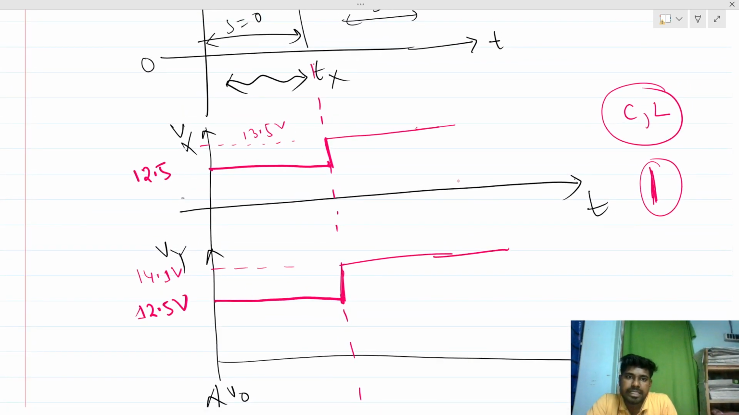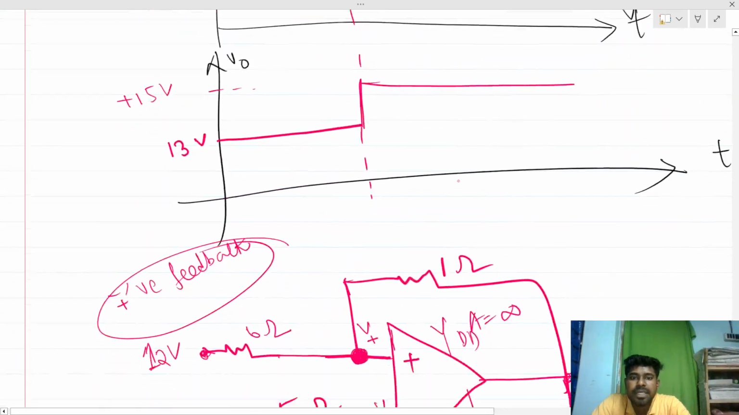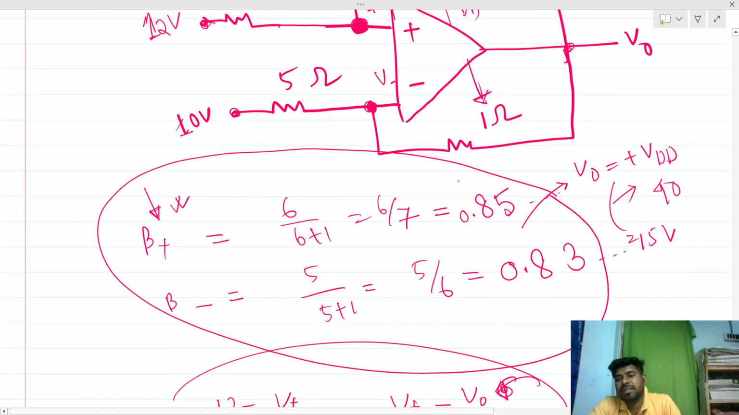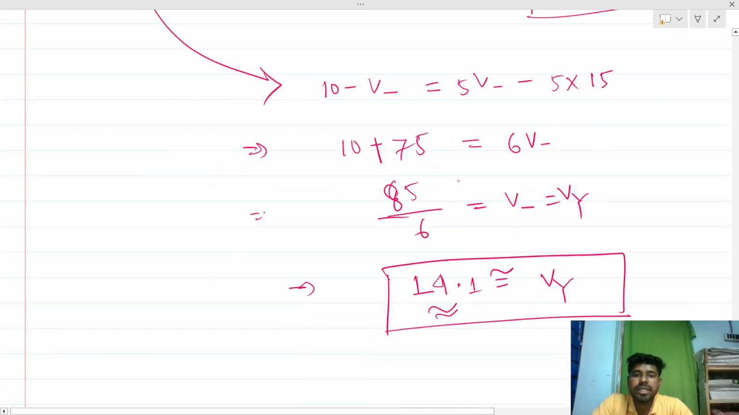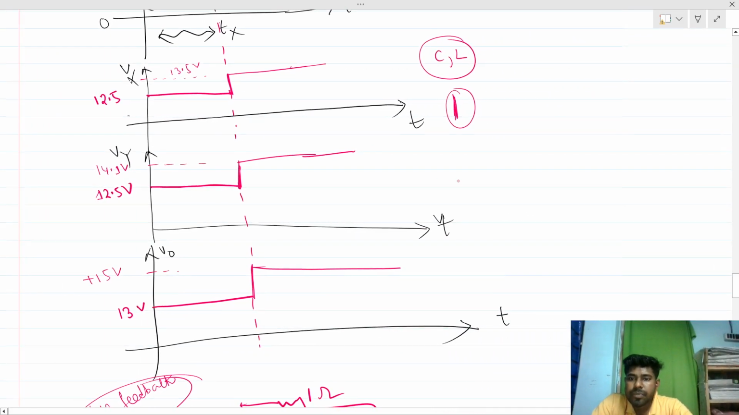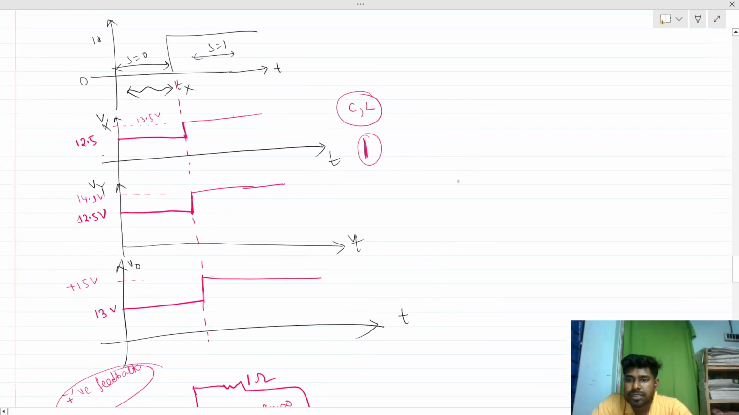So the trick is that if the positive feedback is dominant, then the output gets saturated to plus VDD. So we cannot apply the virtual short concept if the circuit is in positive feedback. If the circuit is in negative feedback with an ideal op amp, then we can use the virtual short, virtual ground concept and so on. So actually this is the circuit, and the final waveform will be looking like this.